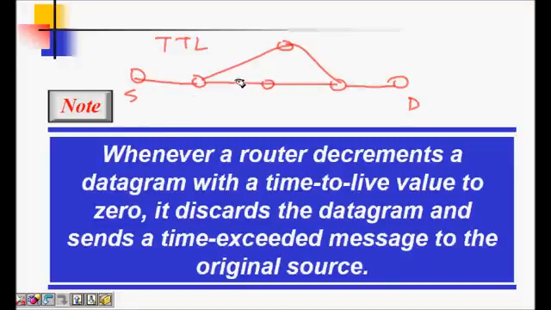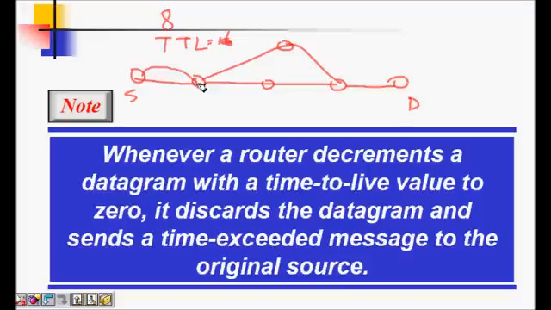So how do we remove these infinite length paths? There is a concept of TTL. We start with a maximum value of TTL, and whenever a packet is traversing, each router will decrement its value. Let's say I decide that any path should not be longer than 8. So I will set the TTL initially to 8.